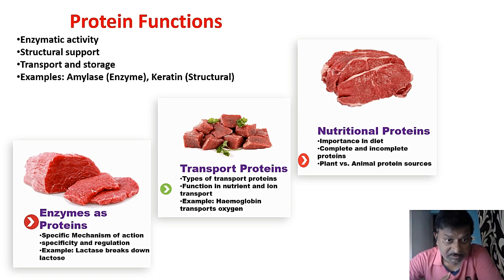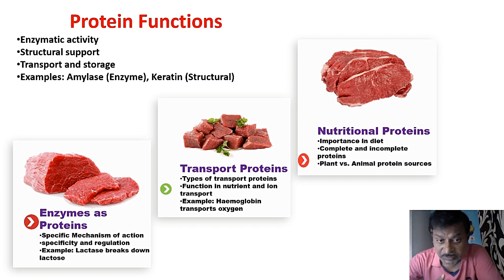So enzymes act as proteins, and these enzymes have enzymatic activity. So what is the function of these enzymes? Enzymes have specific mechanisms of action. They have specificity and they have regulation in the metabolic pathway. For example, lactase is an enzyme which breaks down lactose, the milk sugar which is present in our milk. Then the transport function of the protein: we have several types of transport proteins available, as I told you, ceruloplasmin.